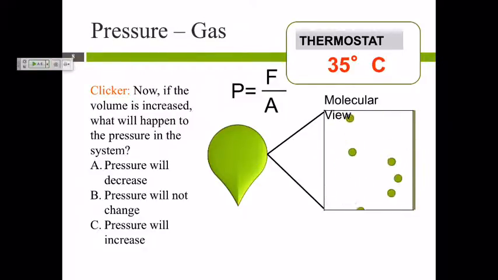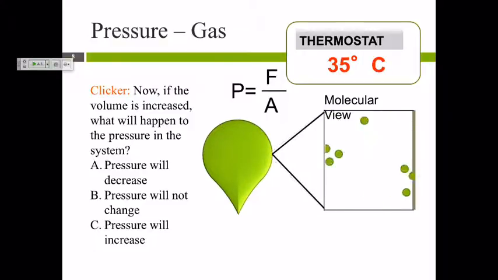If the volume increases, then there's more area for the molecules to go, which makes the force that it hits the container less powerful. So the pressure will decrease. Okay, so are they going to be hitting the side of the container with less force? Not necessarily. Claudia, what are your thoughts?